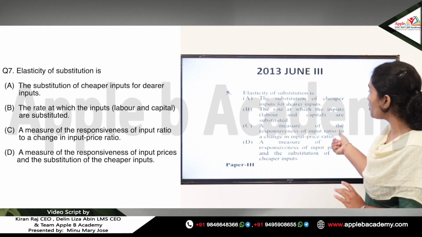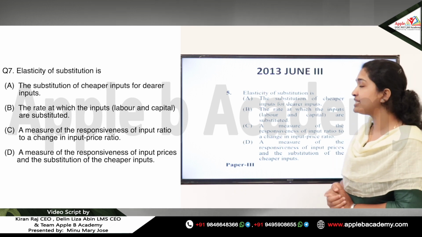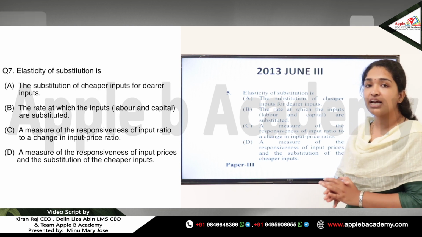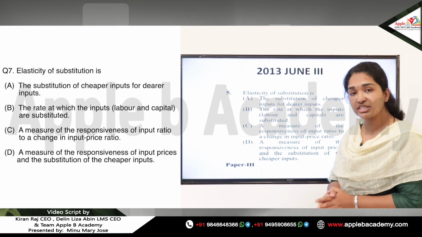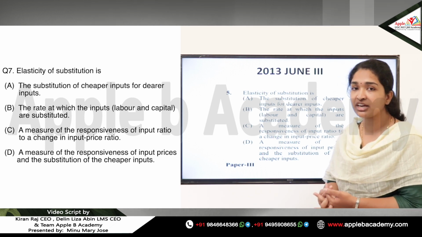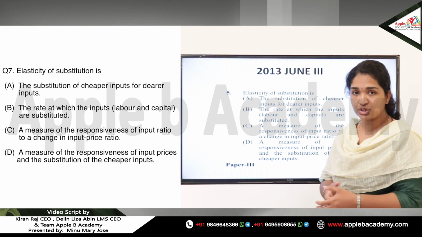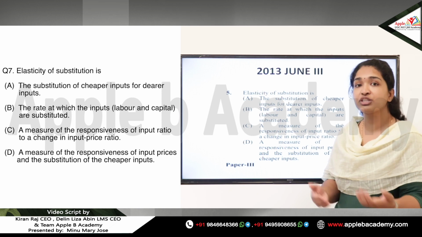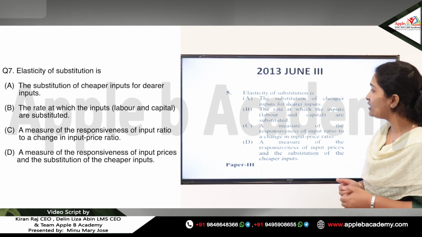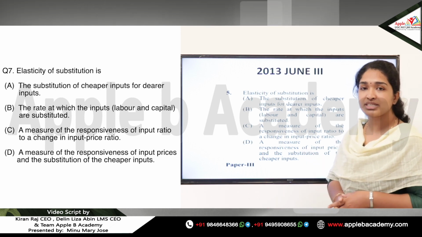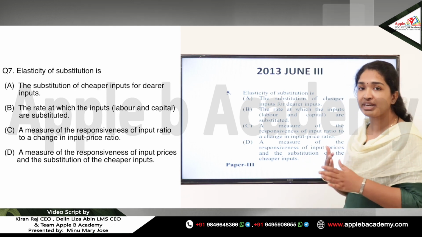That is a measure of responsiveness of input ratio to the changes in the input price ratio. As I have already said, it corresponds to exactly what an elasticity of substitution is. It is based upon the substitution that a producer is willing to make for changes that can take place in the input price ratio. That means the substitution that might take place based on the changes in the prices of the factors of input leads us to the concept of elasticity of substitution. So this is an exact definition.